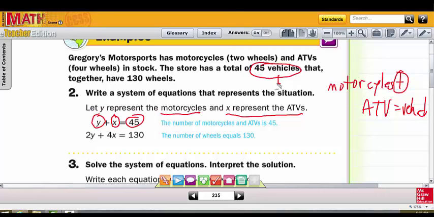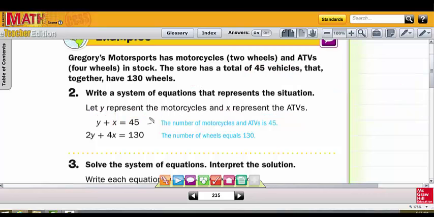Try to put these situations, the words, in a mathematical statement. Motorcycles plus ATVs equals total vehicles, and then the numbers and the actual equation should follow quite easily. Let's take a look at the other one.